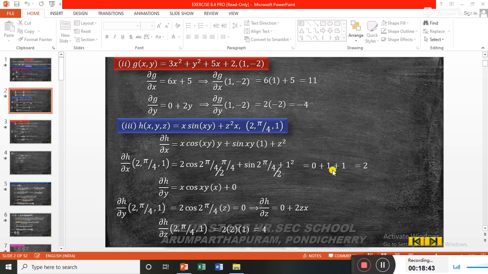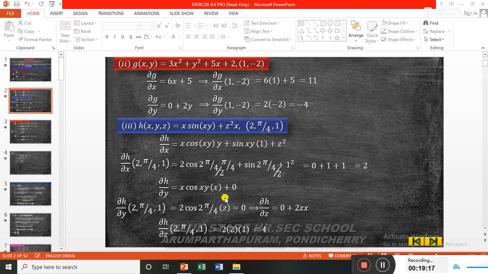Therefore 0 plus 1 plus 1 equals 2. So here, 4 by 2. That means 2 cos 2 into pi by 4, into pi by 4 will come, but 2 is the denominator, so it does not come here also. So this 2 and the pi by 4 get cancelled, we get 2 into cos pi by 2 into pi by 4. So cos pi by 2 is 0. Next, sin pi by 2 is 1. So I substitute every value. I got the answer: dou h by dou x at the point 2 comma pi by 4 comma 1 is 2.